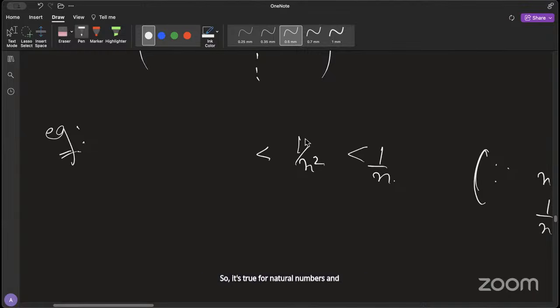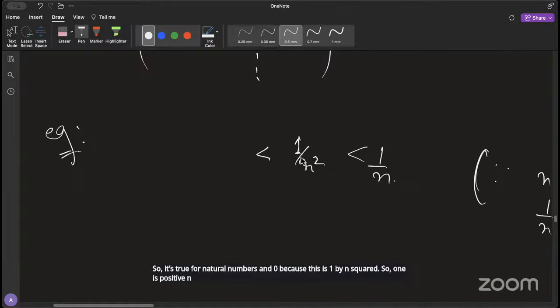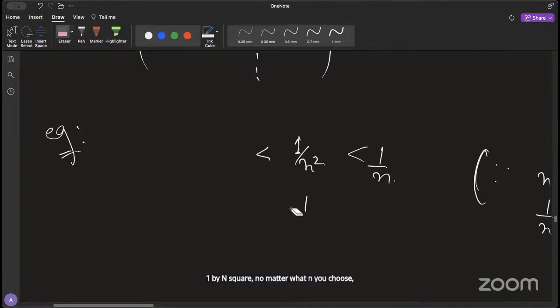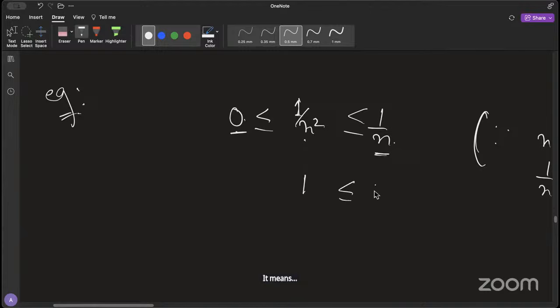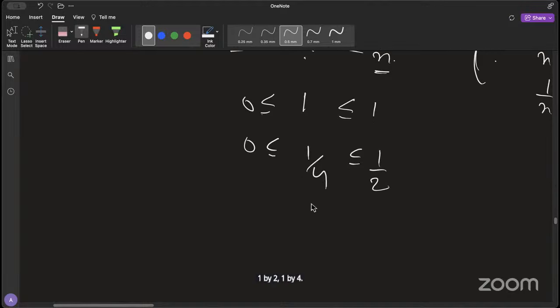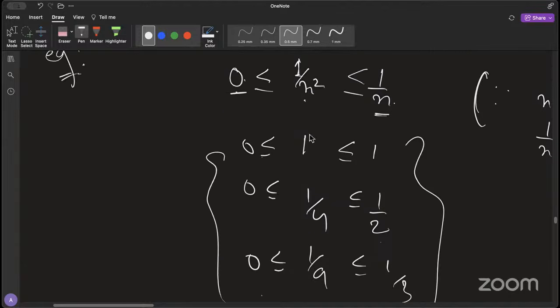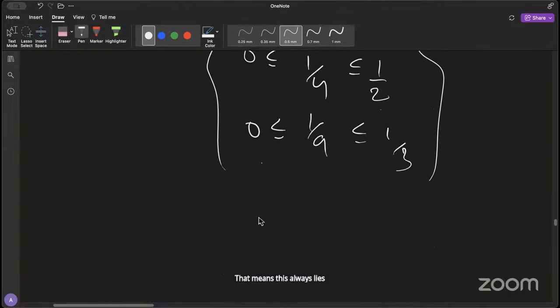And 0, because this is 1 by n square. So 1 is positive, n square is also positive. That means this entire term, 1 by n square, no matter what n you choose, is always greater than 0, right? That means I can choose 0. That means your 1 by n square is sandwiched between two sequences. One is the 0 sequence and the other one is 1 by n. For the first one, it will be this. For the second one, it will be 1 by 4, 1 by 2. And for the third one, it will be 1 by 9, 1 by 3. That means this always lies between these two.